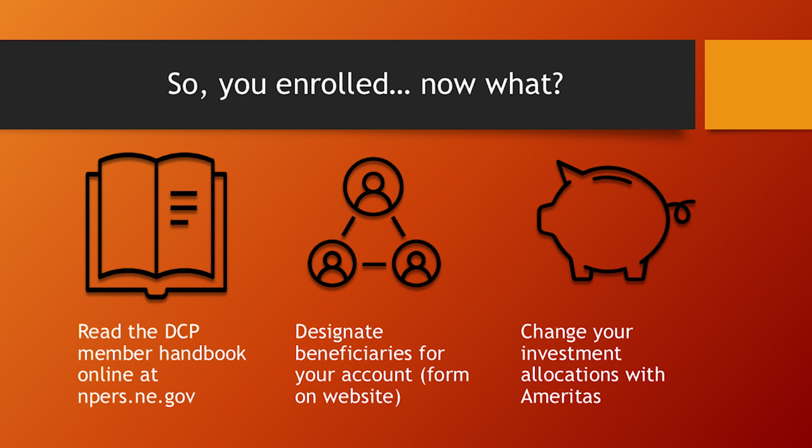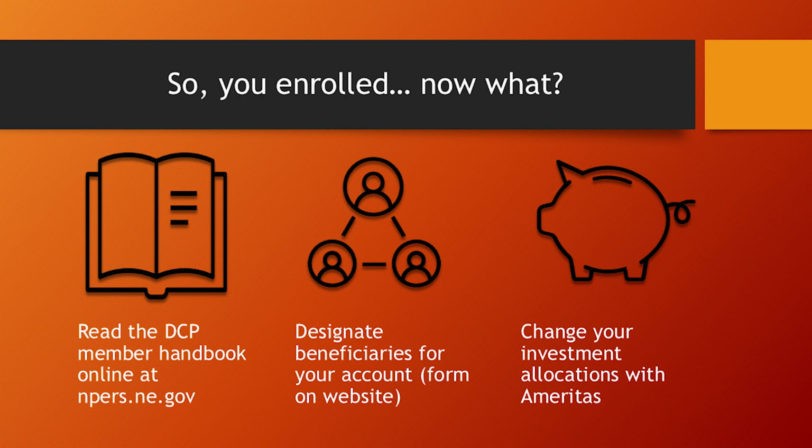The second thing you will still need to do is designate beneficiaries for your DCP. You likely already have beneficiaries set for your mandatory plan. However, like mentioned earlier, these will not be automatically put into place for your new DCP account. So, you will need to fill out a new beneficiary designation form and get it submitted to our office.